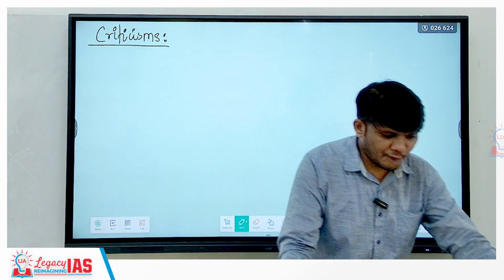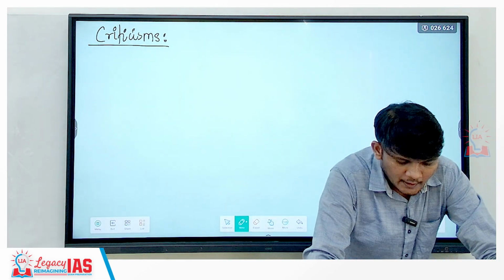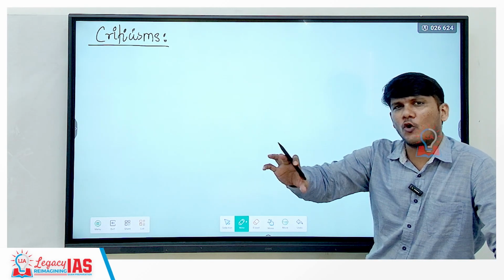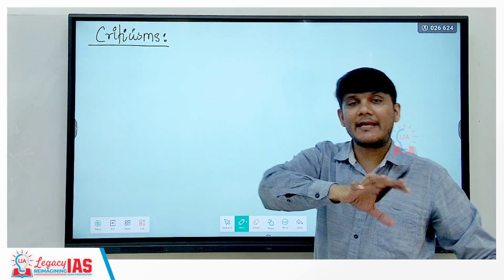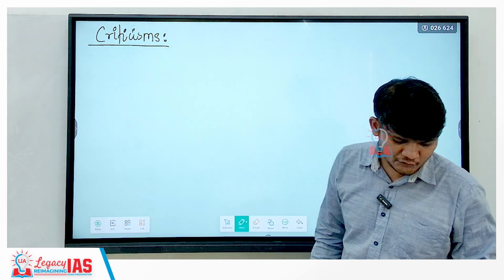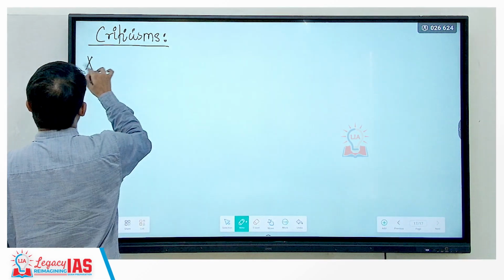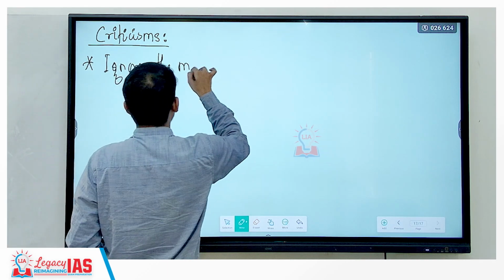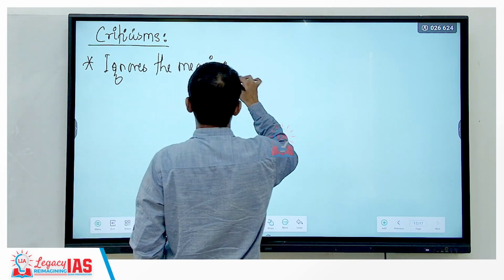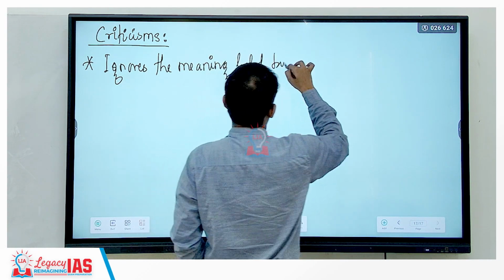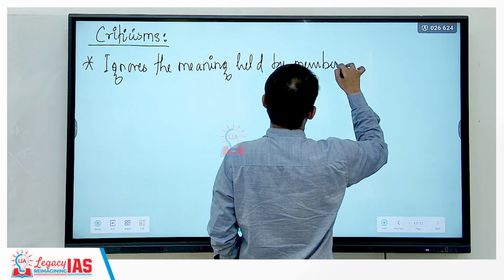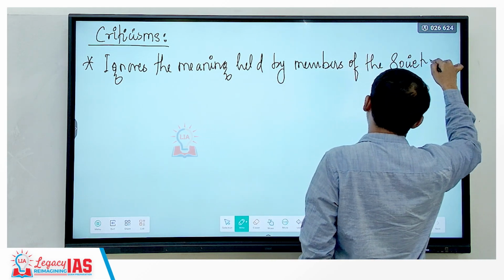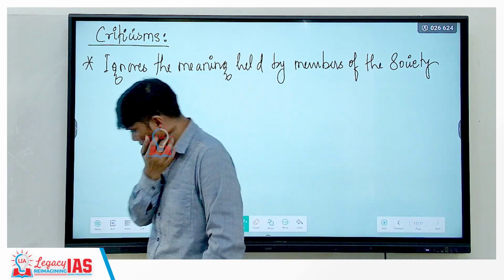So the very first criticism is that Karl Marx has completely ignored the meaning held by individuals in the society. So, it ignores the meaning held by members of the society. I'll tell you what this means.